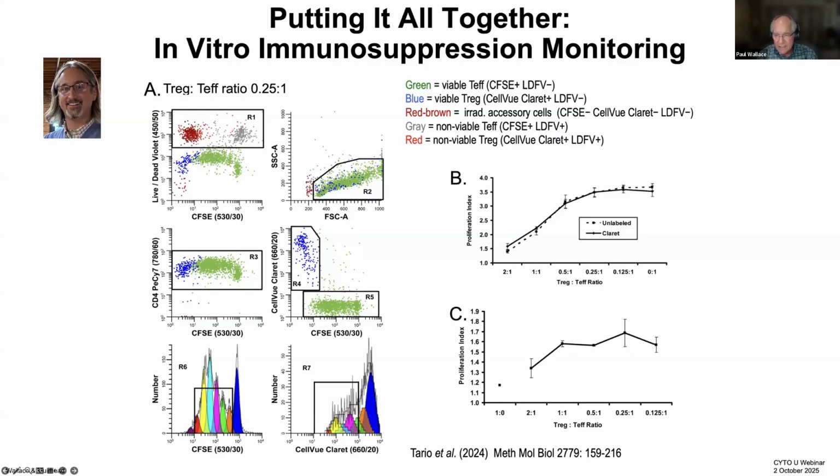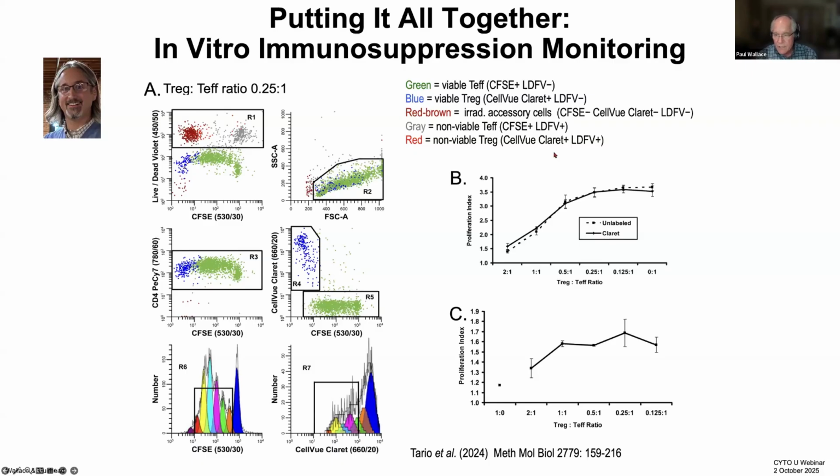Adding a second tracking dye simplifies discrimination between Tregs, here labeled with CellVue Claret, and highly proliferated T cells, here labeled with CFSE. Labeling conditions for Tregs were verified not to interfere with the ability of Tregs to inhibit T effectors. That's essentially shown here, where we're getting the same proliferative index whether they were labeled with Claret or not.